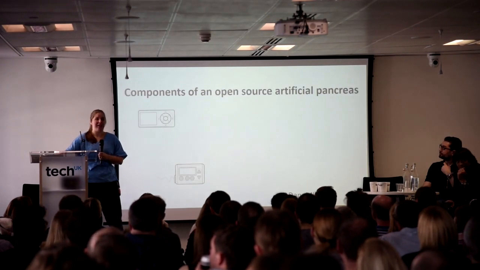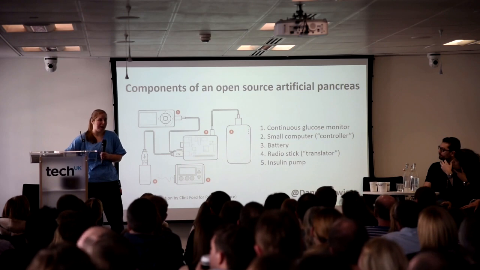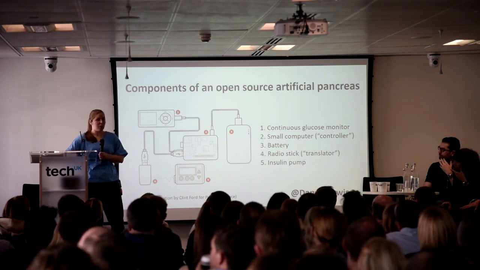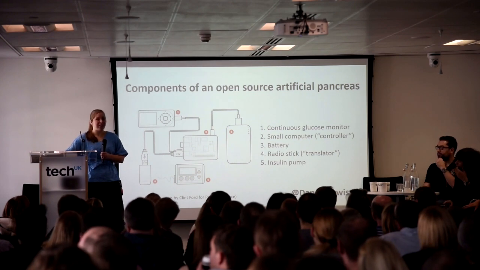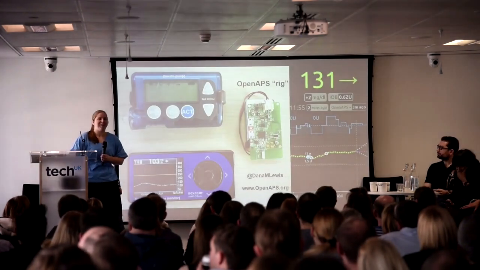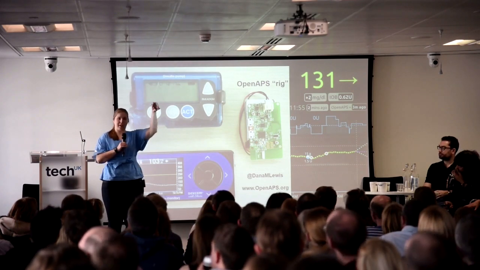If you take the same pump and CGM that I had, and you add a small computer, a battery to power it, and a radio stick, you too can close a loop and have a DIY closed loop artificial pancreas. It actually wasn't that hard. And so this is the rig I have today. You can see my pump and CGM in the rig. Here it is on me right now.